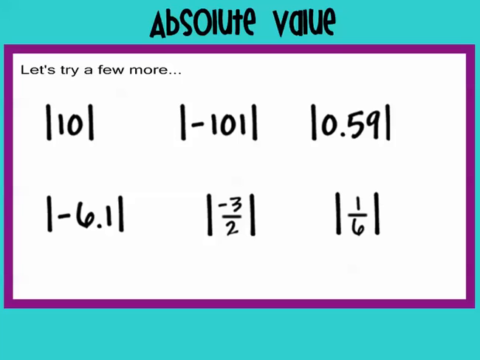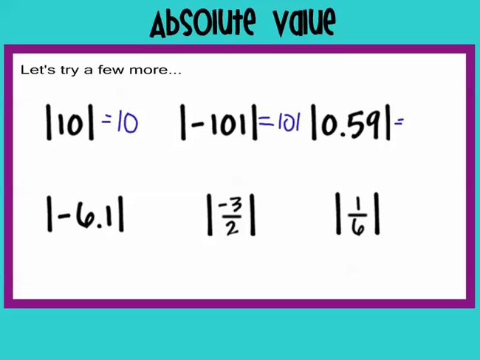All right, the absolute value of 10 means what's the distance between 0 and +10? And that's going to be 10 spaces, 10 units on the number line. The absolute value of -101. Remember, the direction that we travel on the number line doesn't matter. It's just the distance. And so we would travel 101 spaces from 0 to -101.